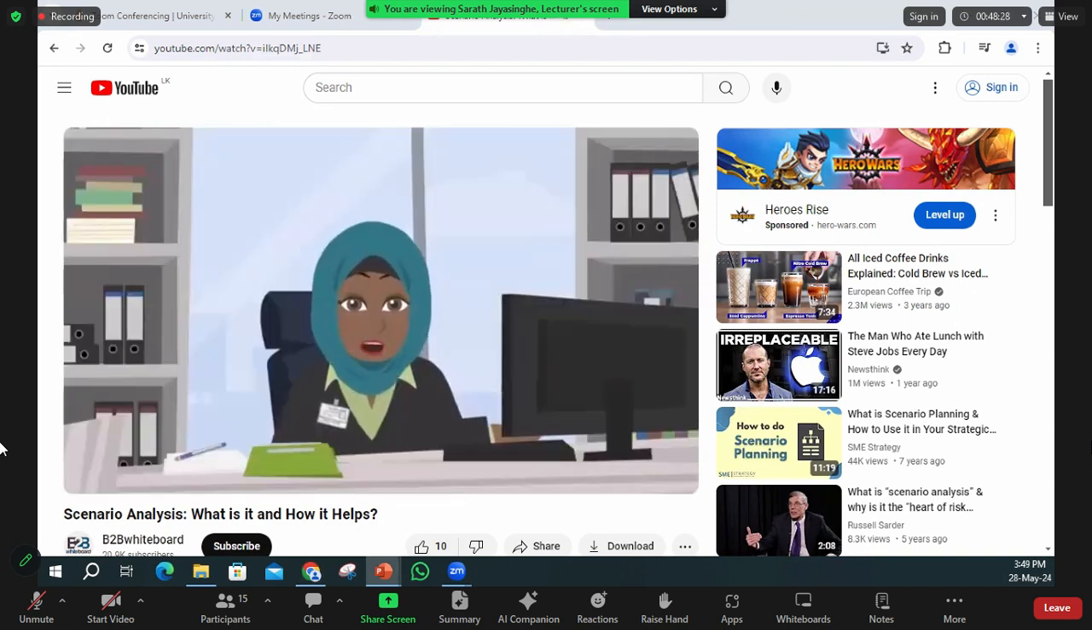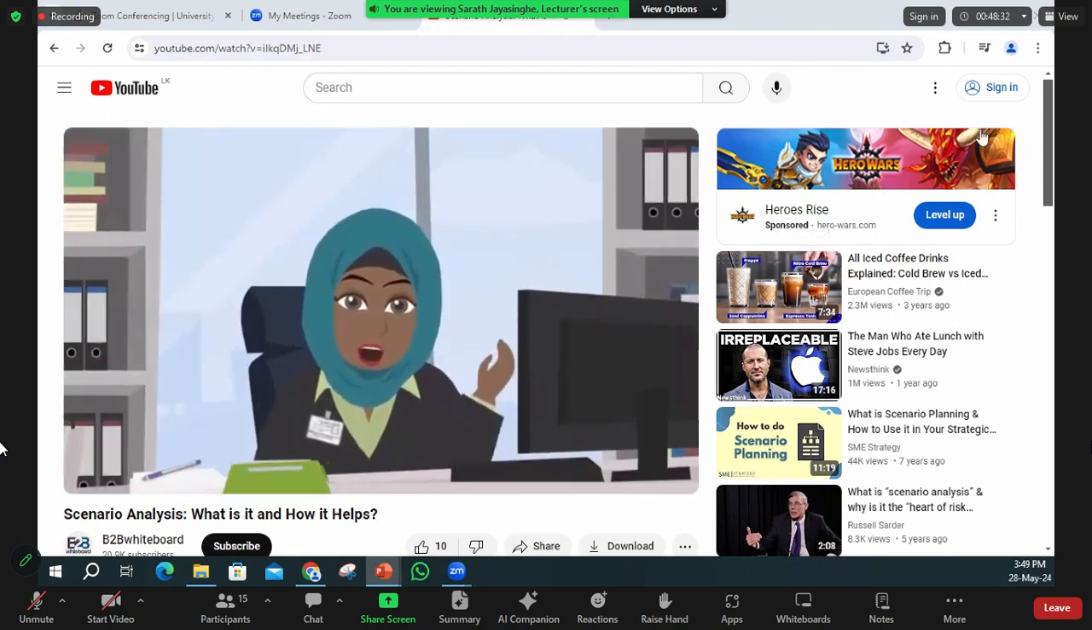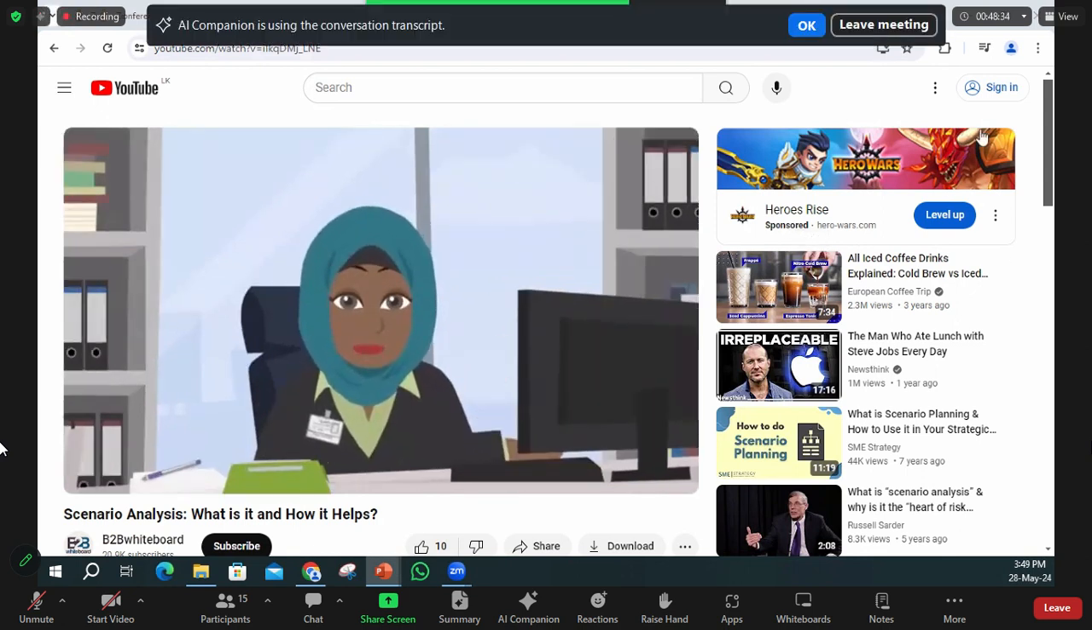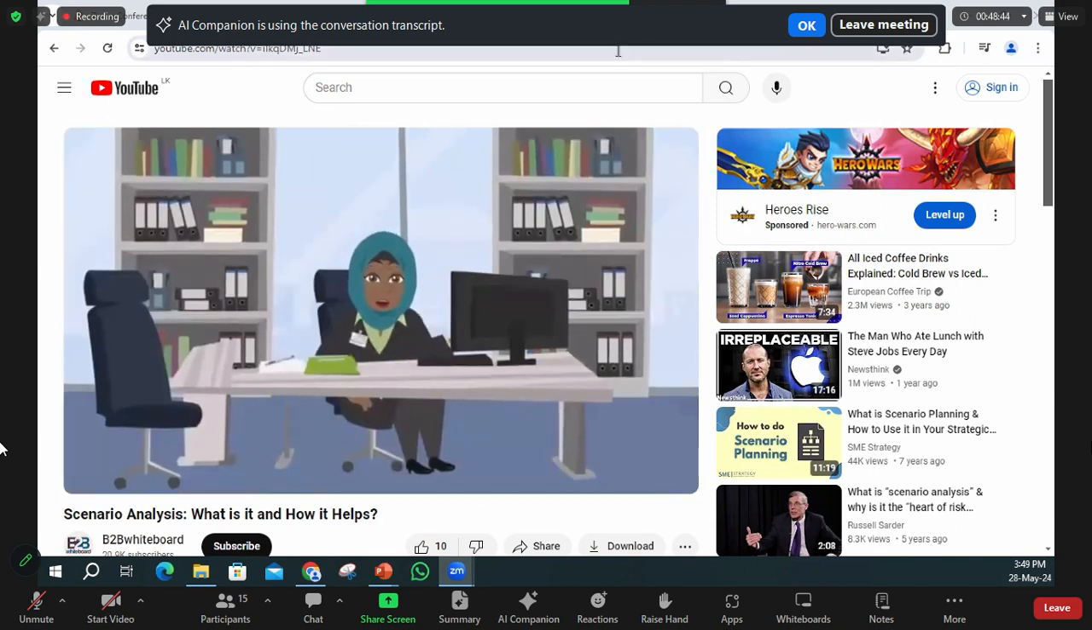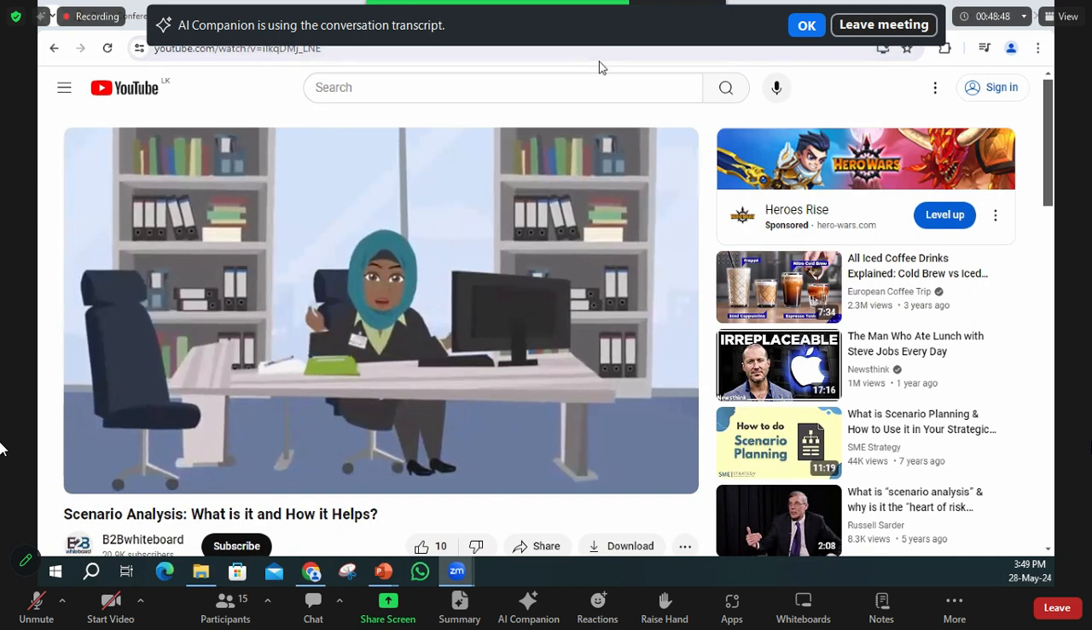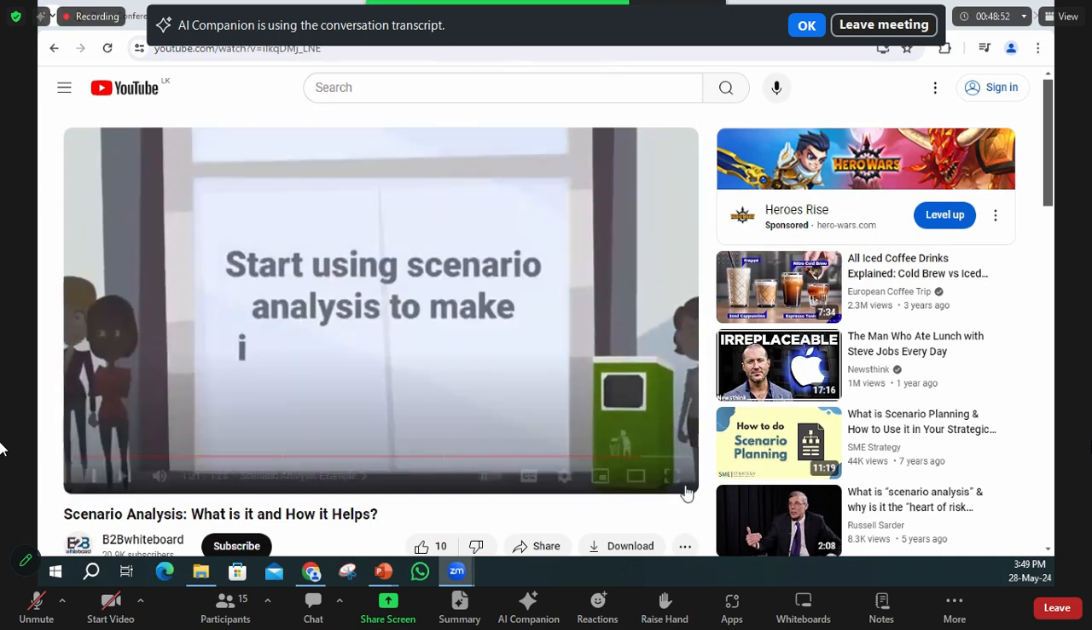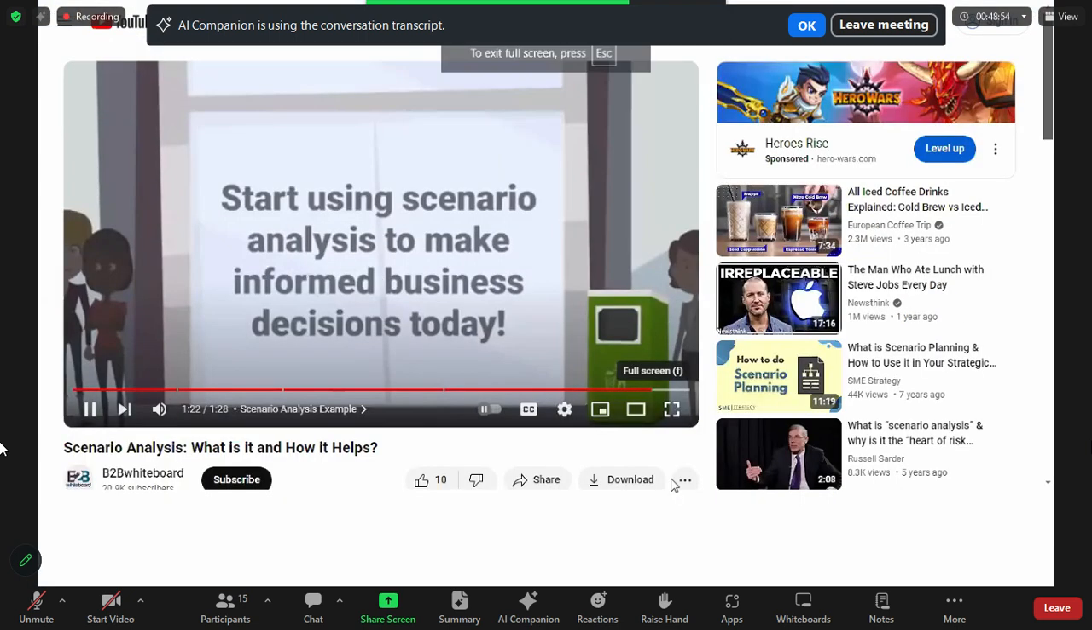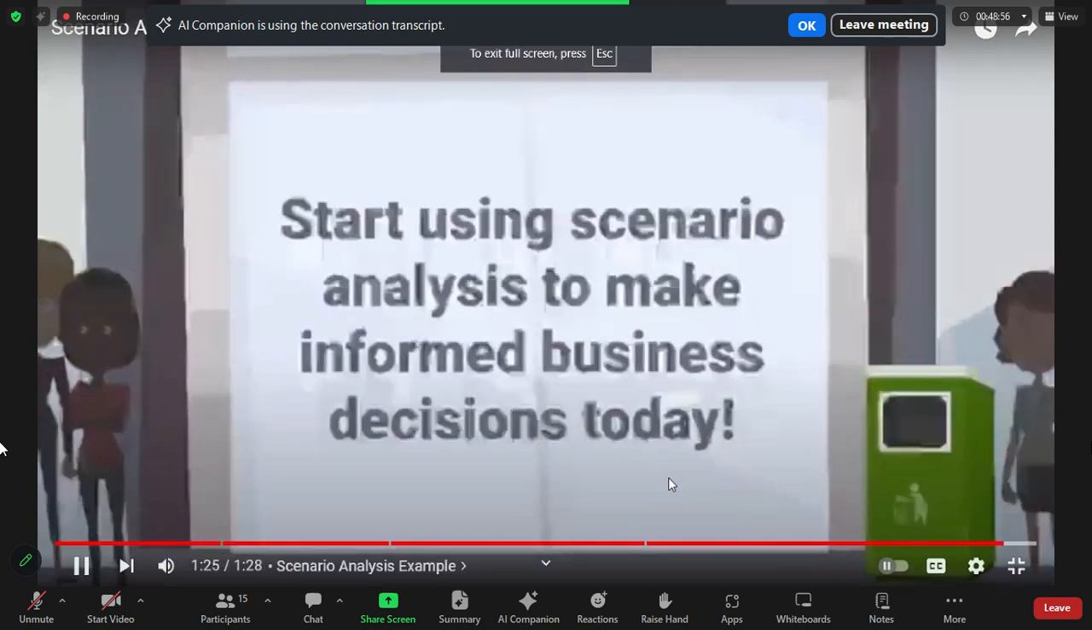Let's take the example of a company that manufactures electric cars. A scenario analysis could help them assess the impact of different scenarios, such as a decrease in the price of oil, an increase in government subsidies for electric cars, or a decrease in demand for electric cars. By conducting a scenario analysis, the company can develop contingency plans to mitigate risks and take advantage of opportunities. It can help them make informed decisions about the future of their business.